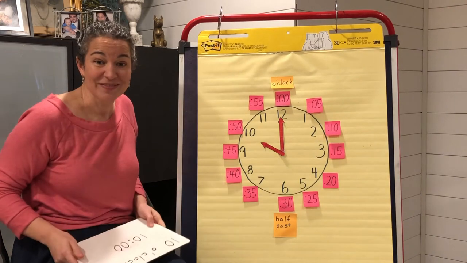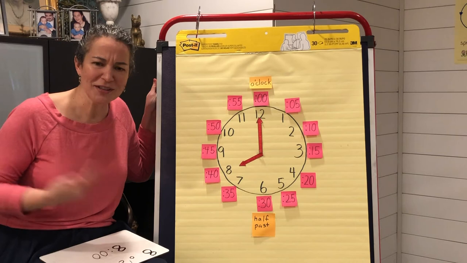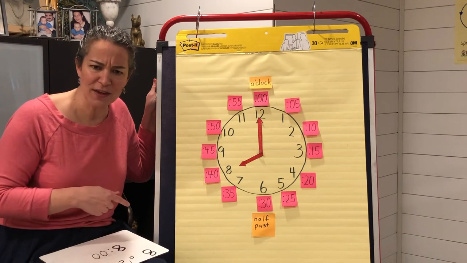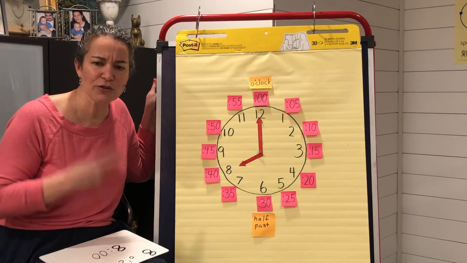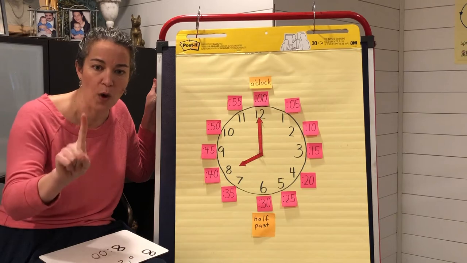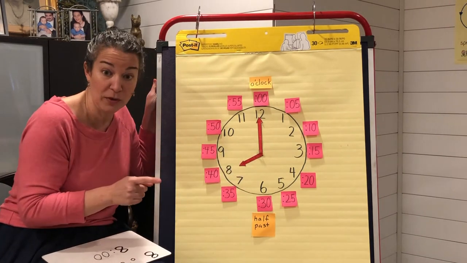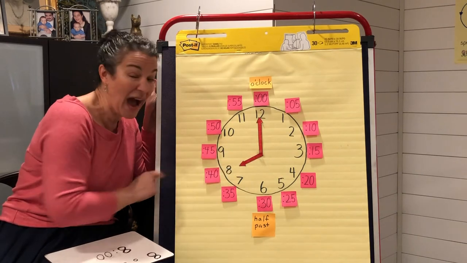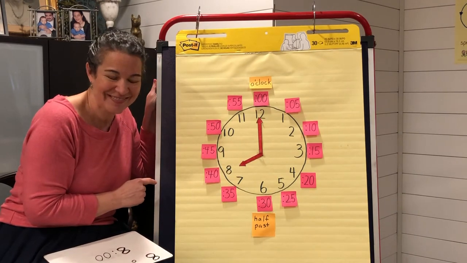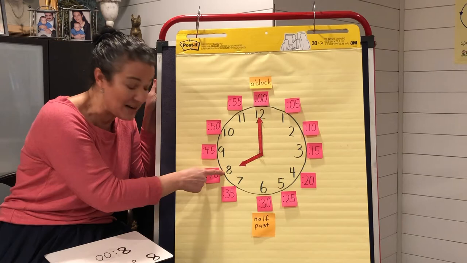Let's try another one. All right, my friends, what time does this clock say? Take a minute, think about it, and then ask yourselves two questions. Question one, what number is the hour hand? Remember, the short one's the hour hand. What number is the hour hand pointing at? Yes, it's pointing at the 8.